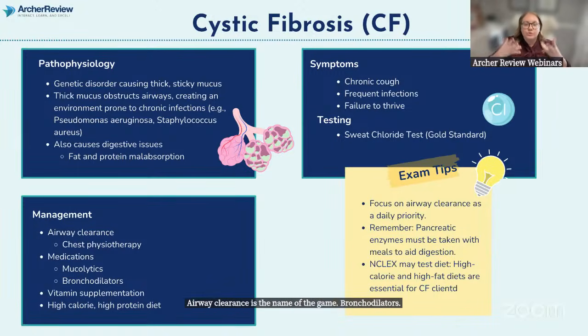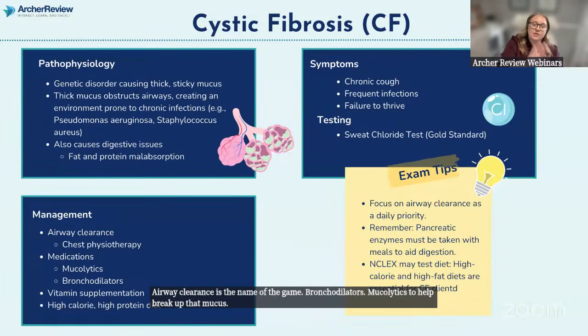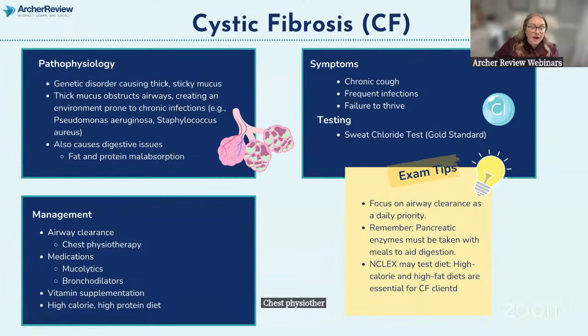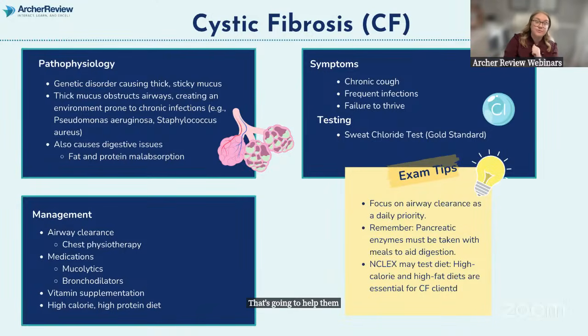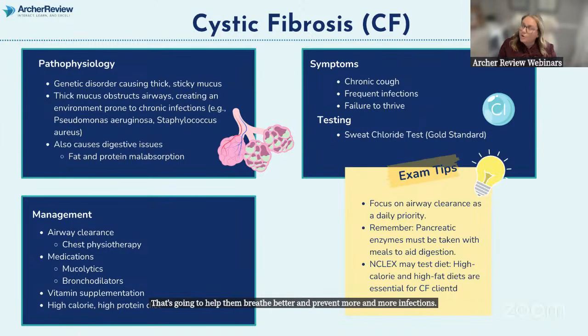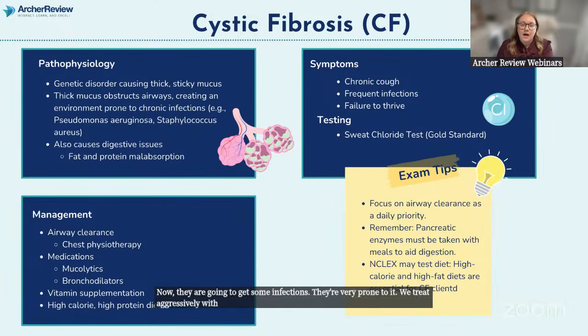Bronchodilators, mucolytics to help break up that mucus, chest physiotherapy to help move it around, and then suction, suction, suction. We want to get that mucus out of there. That's going to help them breathe better and prevent more and more infections. Now, they are going to get some infections. They're very prone to it. We treat aggressively with IV antibiotics when they get an infection.